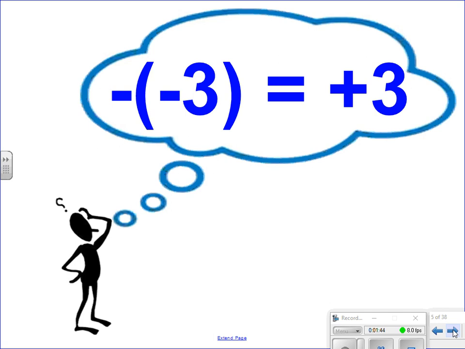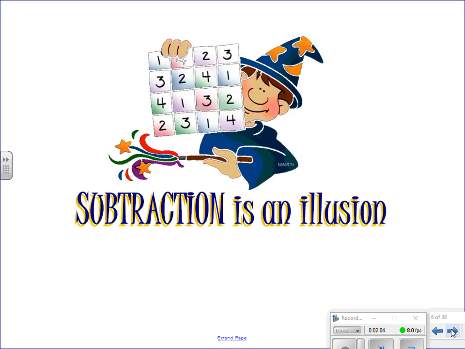So the way we can think about this is that taking away negatives, subtracting negatives, is the same as adding positives. Something that's becoming less negative, in essence, is becoming more positive. We said before, and we'll probably say it again, subtraction is an illusion. You could look at subtraction as adding the additive inverse.